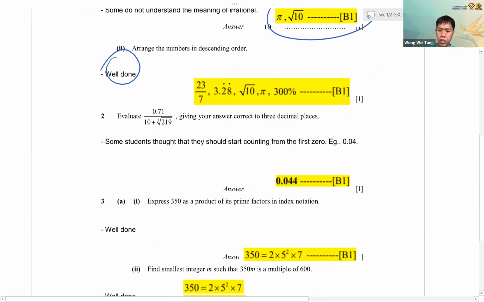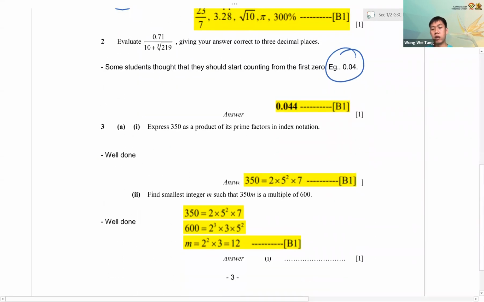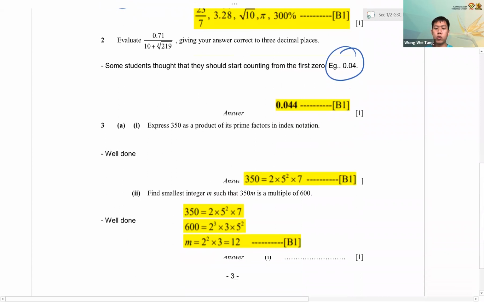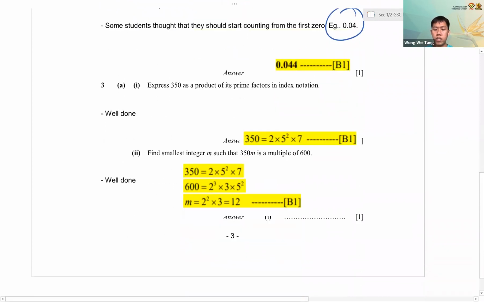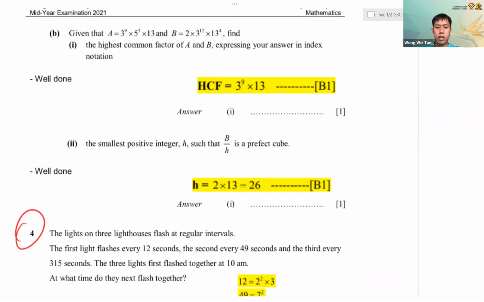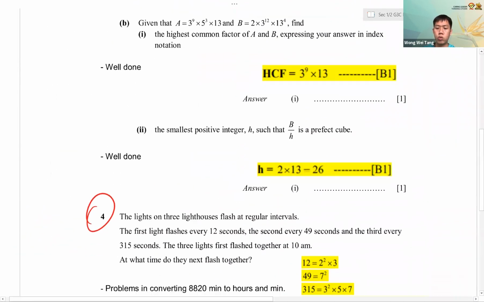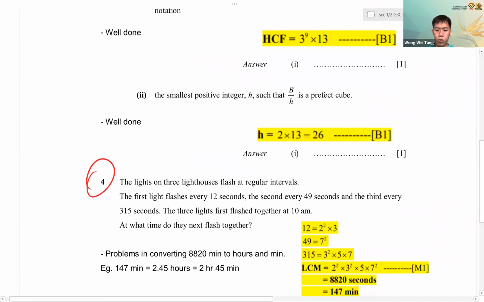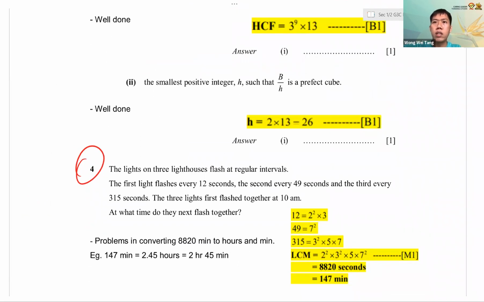Evaluate, correct the 3DP, generally all right. The common issue is that students left it at 0.04 when they didn't get it correct. Okay, next, and 0.04 is just 2DP. Okay, so 3A, it was well done. I will not cover that. The HCF, also not an issue. Smallest positive integer, not an issue. So these are common questions that often are tested on.